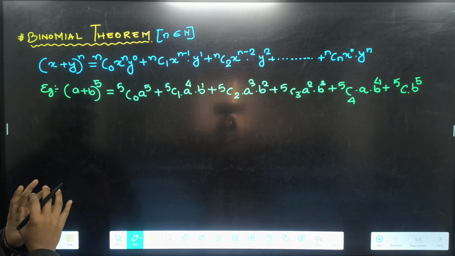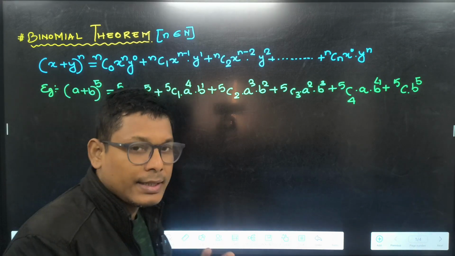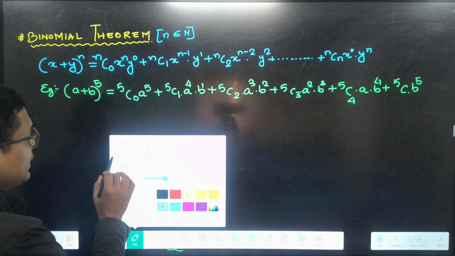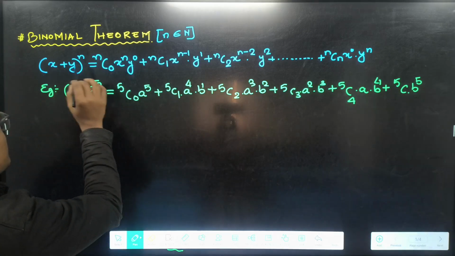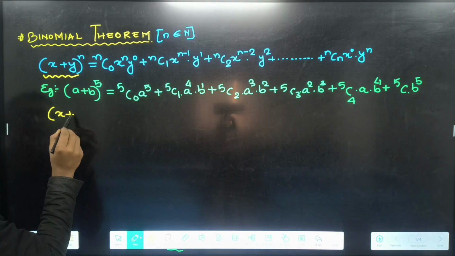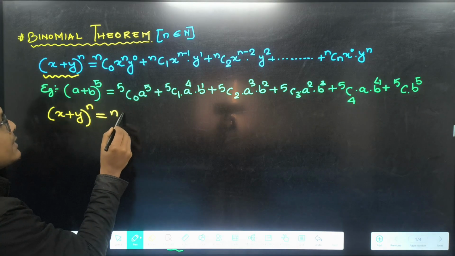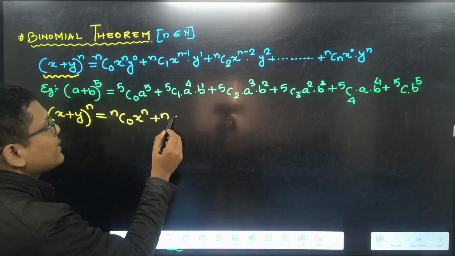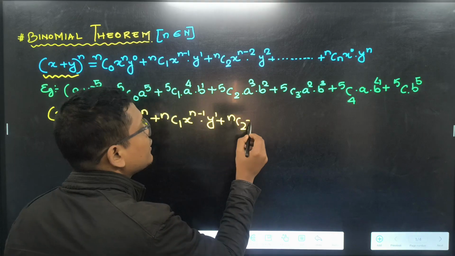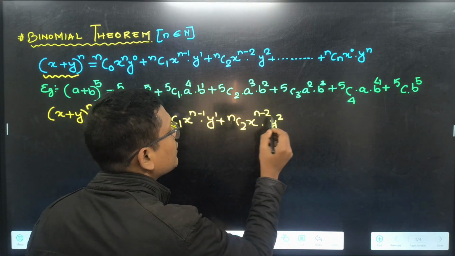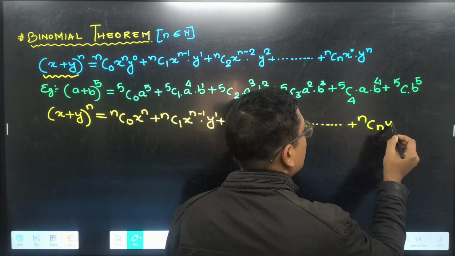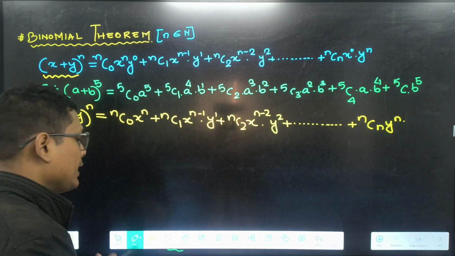Our main important focus in this topic is the general term of binomial expansion. So now we will see what the general term of binomial expansion will be. Here we have our expansion for x plus y to the power n, which is nC0 x to the power n plus nC1 x to the power n minus 1 into y to the power 1 plus nC2 x to the power n minus 2 into y to the power 2 plus, go on, go on. Ultimately, it will go up to nCn y to the power n. So this is our binomial expansion.